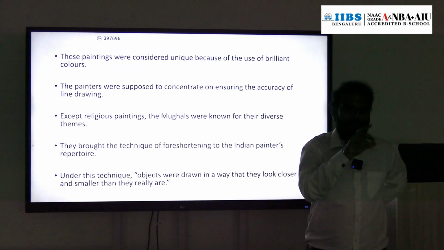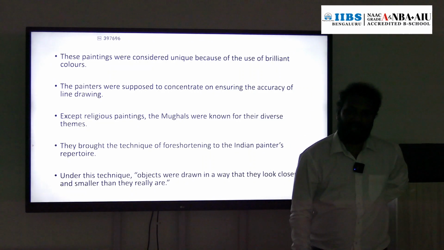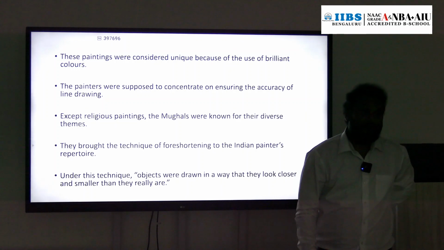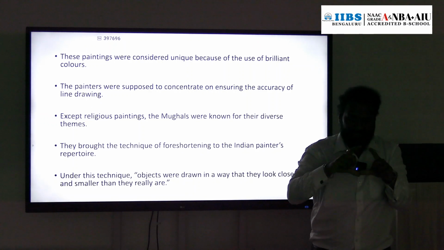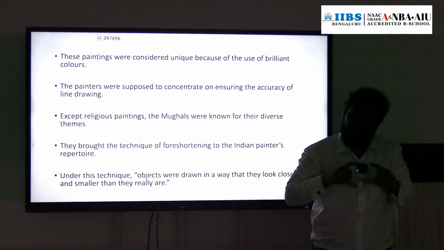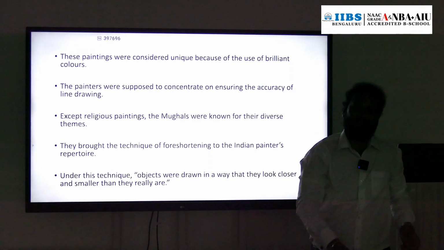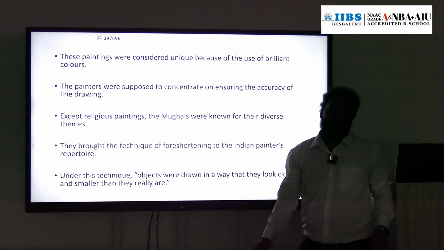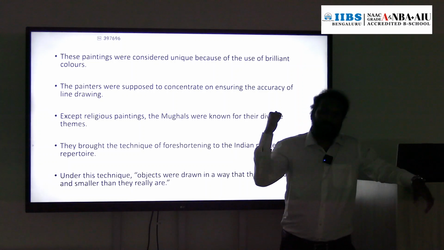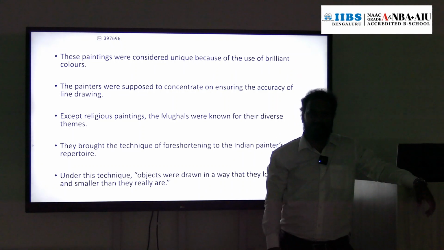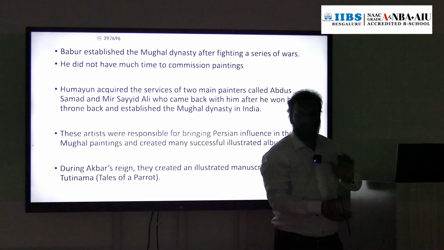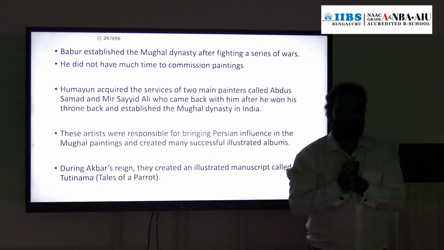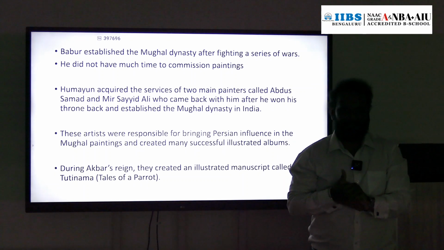Have you seen the mirror of any car? Objects in the mirror are closer than they appear. That technique is the foreshortening technique. It will appear small compared to real size and closer also. So this technique was brought by the Mughals to the Indian painters. Got it? Then the contribution of the Mughal emperors to the miniature paintings.